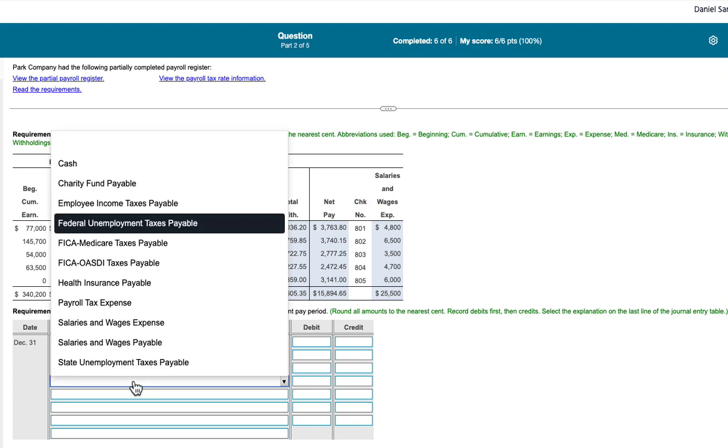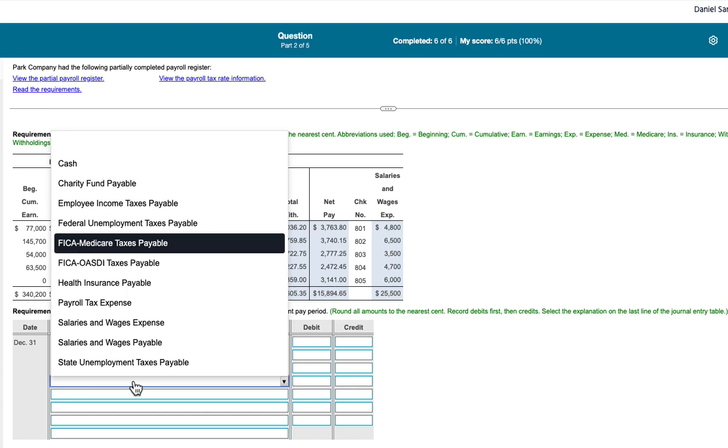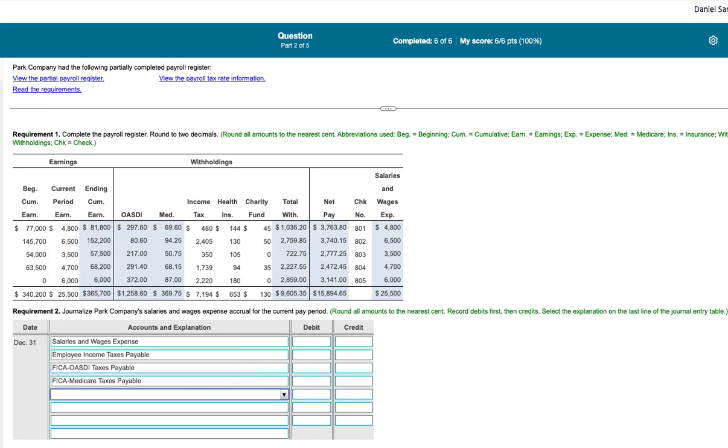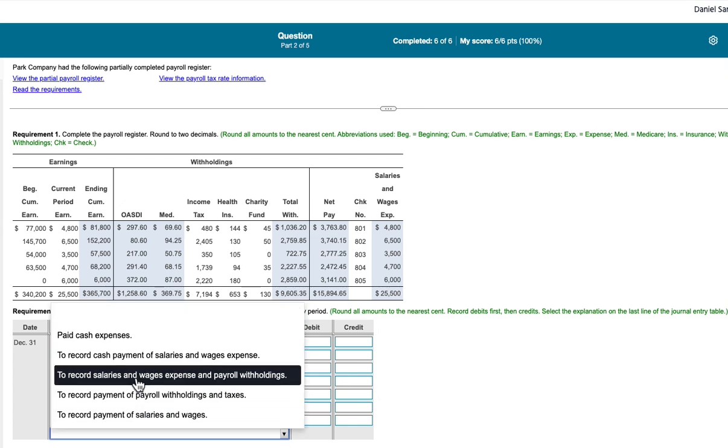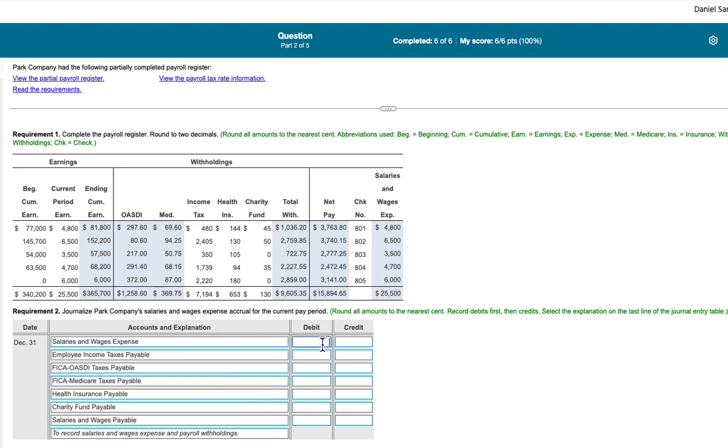Then you're going to have the FICA Medicare tax as well, and health insurance. You're going to have charity that was donated for this company, and the salaries and wages payable. Then the journal entry is to record salaries and wages expense and payroll withholdings. And then you just plug and play, right? So what is my total salaries and wages expenses?